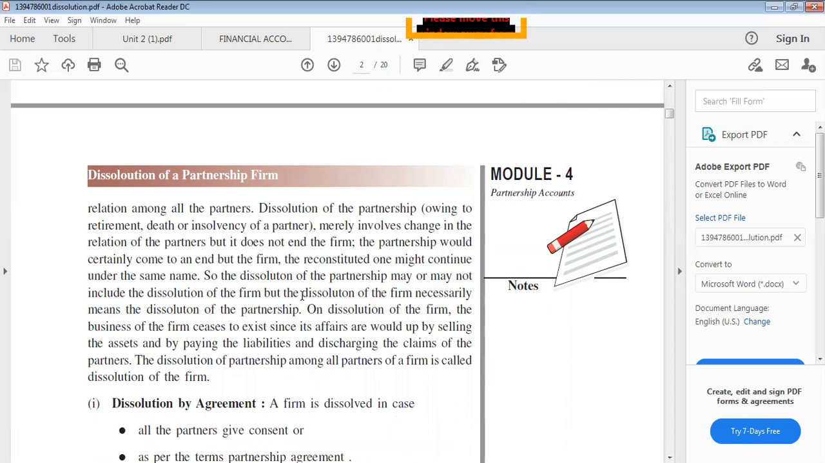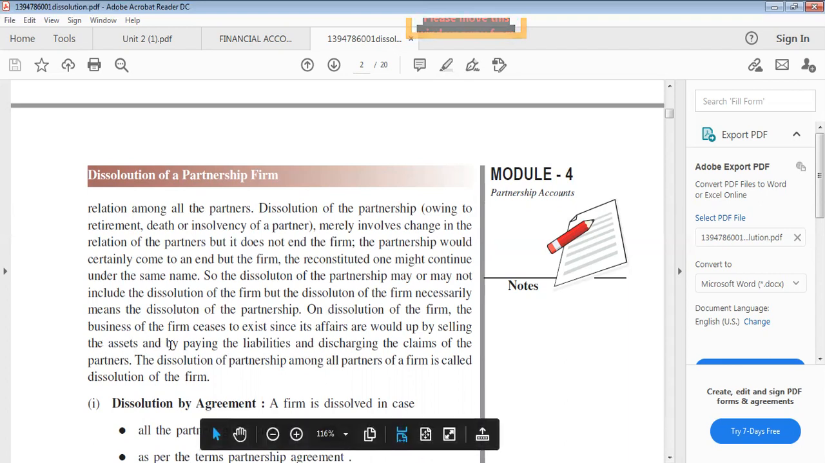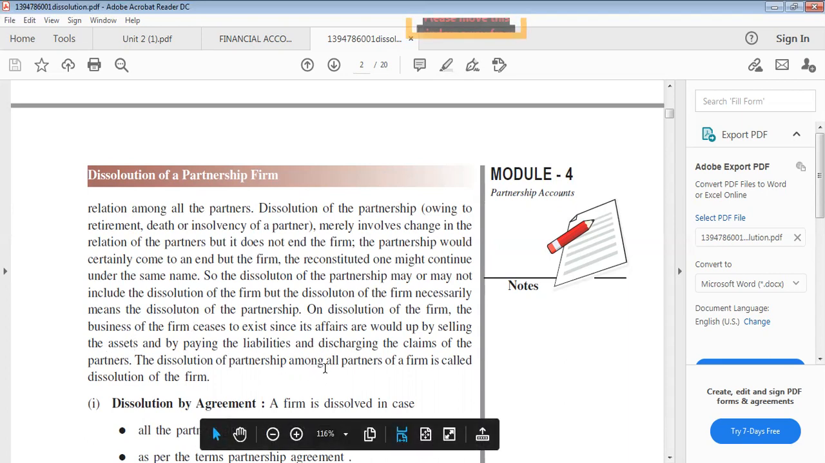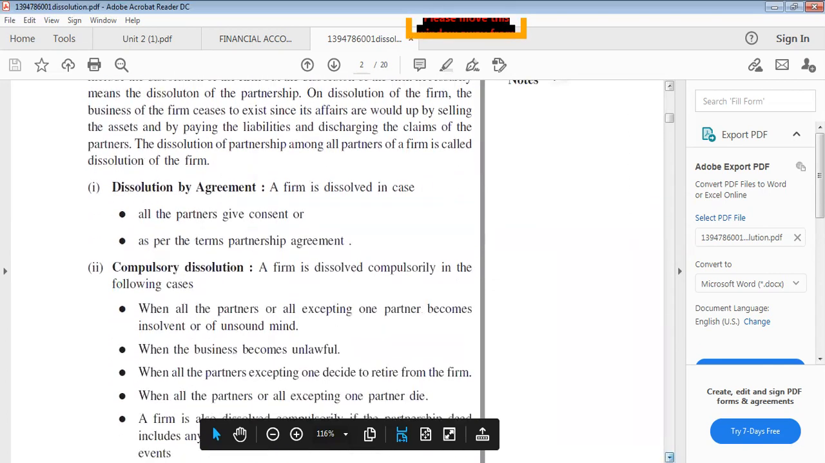On the dissolution of the firm, the business of the firm ceases to exist, since its affairs would be wound up by selling the assets and by paying the liabilities and discharging the claims of the partners. All right? The dissolution of a partnership among all partners of a firm is called dissolution of the firm. Dissolution by agreement now.